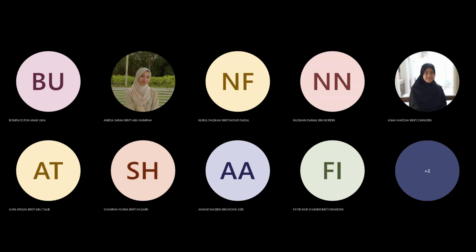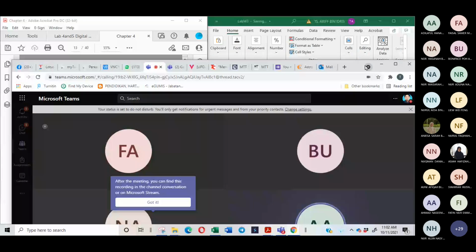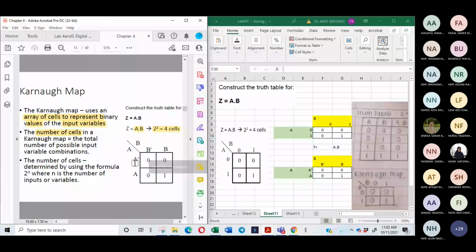The number of cells in the Karnaugh map is the total number of possible input variable combinations.